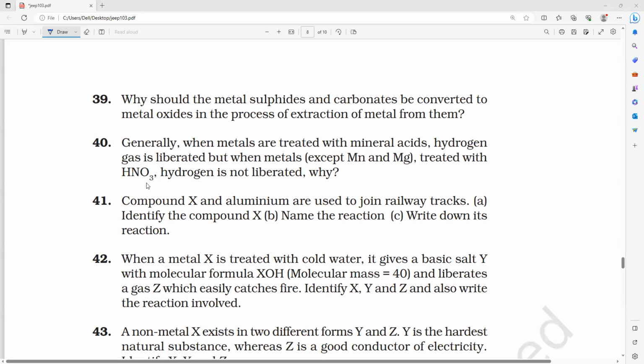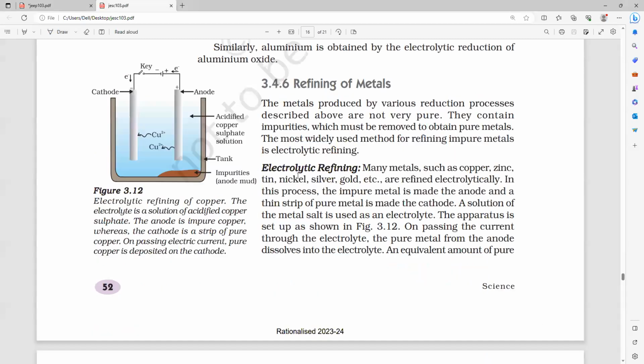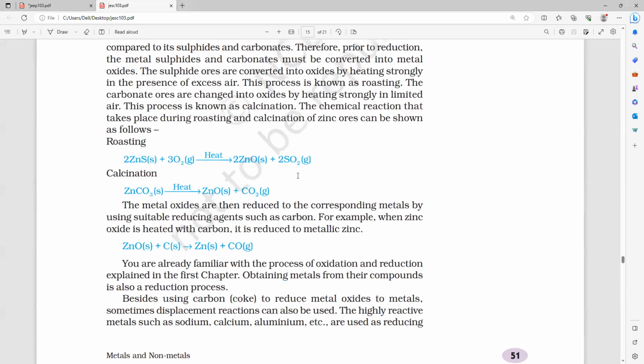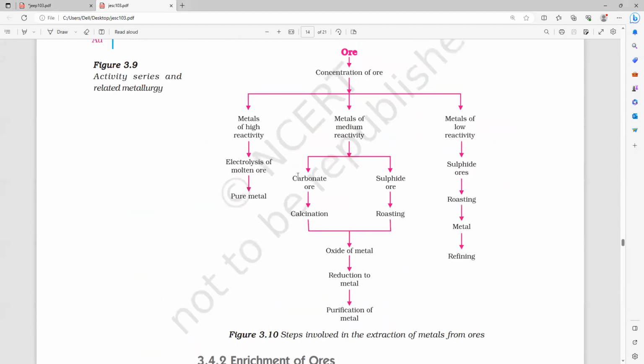Sulfides and carbonates cannot be extracted directly. We have to first convert them into what? Oxide. So first, by using a process called either calcination, carbonate ore means calcination, and sulfide ores means roasting, we must modify it into oxides of metal, and then we go with the reduction of metal, and then purification of metal.